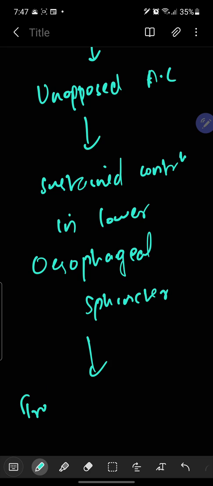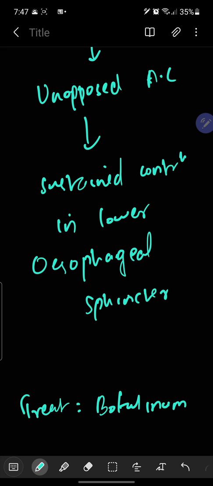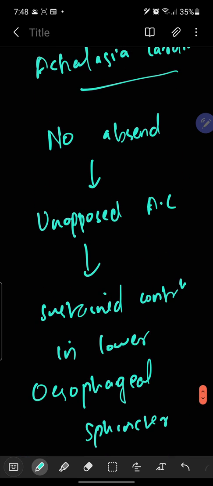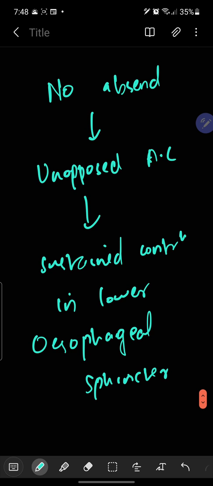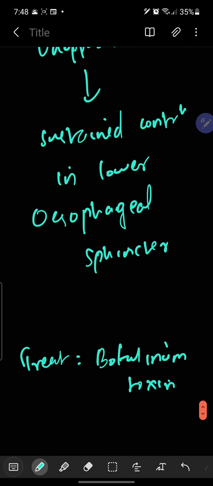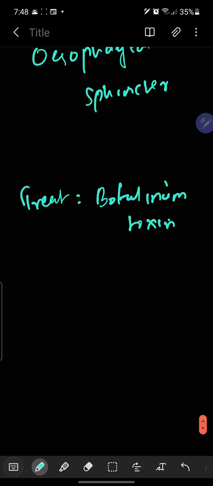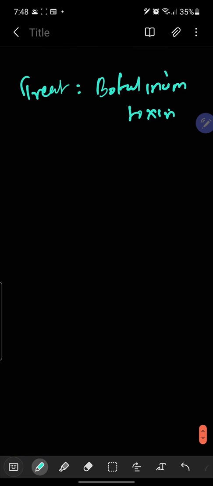So what is its treatment? Treatment means botulinum toxin. Botulinum toxin can inhibit the acetylcholine, so it is used in treatment. So in achalasia cardia, nitric oxide is absent, so there will be sustained contraction in the lower esophageal sphincter, so treatment is by botulinum toxin. Next comes gastric motility.